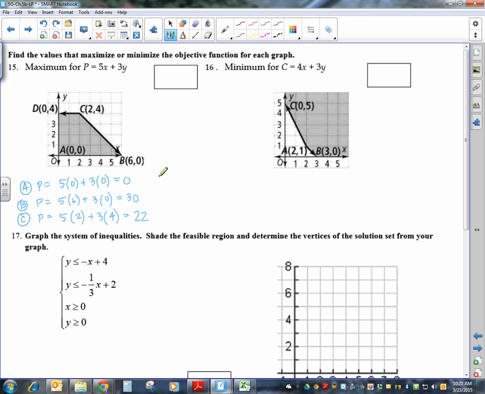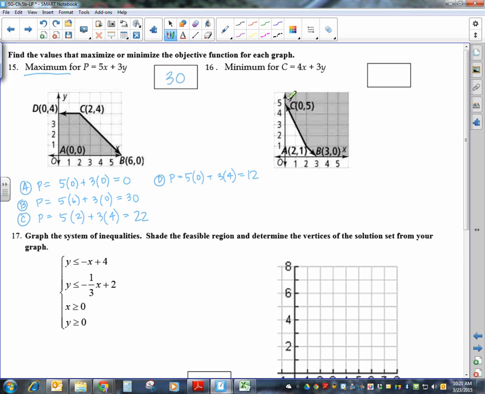And then we have D, where the profit is 5 times 0 plus 3 times 4, which is 12. So I'm looking for a maximum, so you've got to give me the maximum value, and that is 30.